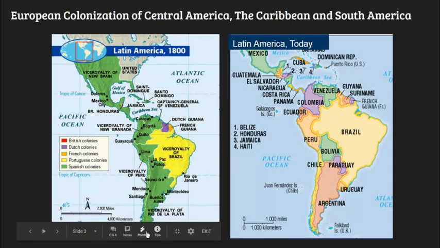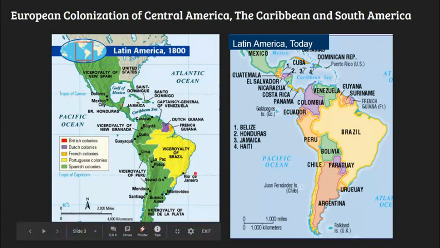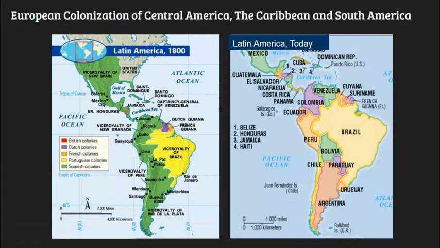Alrighty, so we're going to look at the comparison from Latin America in the 1800s for the European colonization of Central America, the Caribbean, and South America. And we're going to look at Latin America today. There's just a little comparison between the two. As you can see, they had some British colonies, Dutch colonies, French colonies, Portuguese colonies, and some Spanish colonies back in the 1800s. The green really covers up most of the area that we consist of.